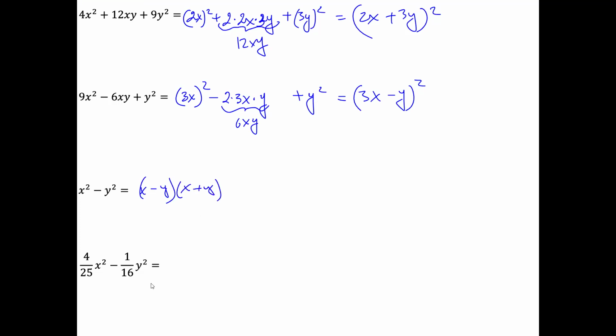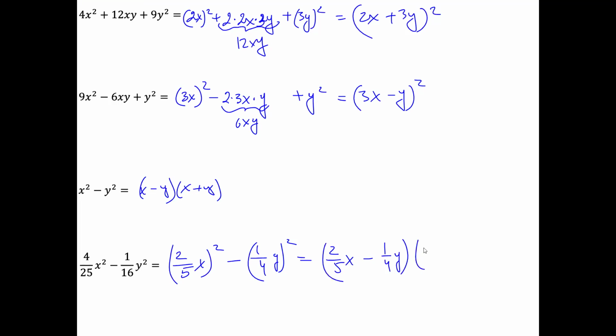Now fractions. Well, do not be in a rush to find common denominators here. Look at the fractions themselves. Can I do this? Right? And that is a perfect formula. Okay?